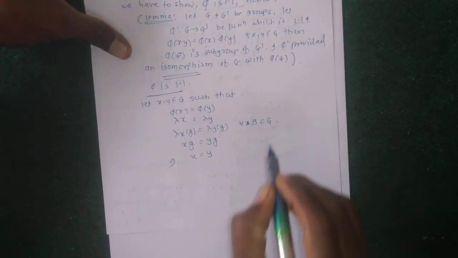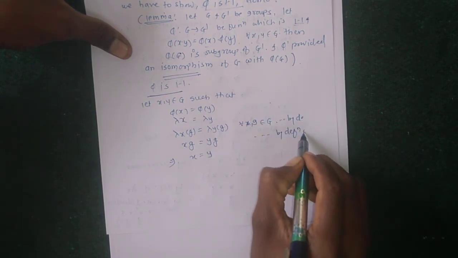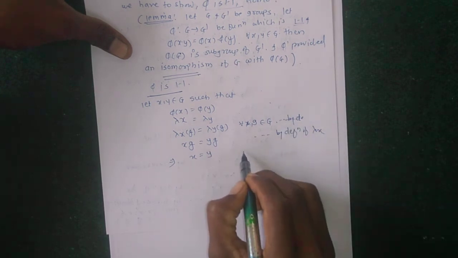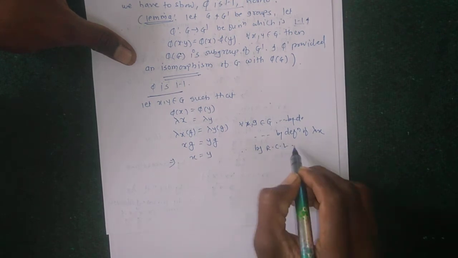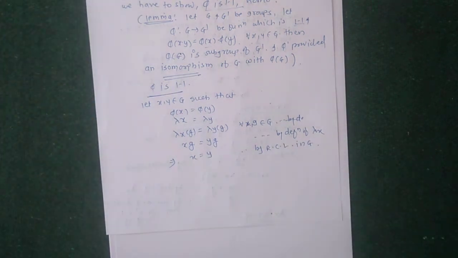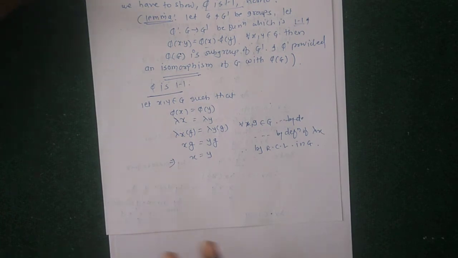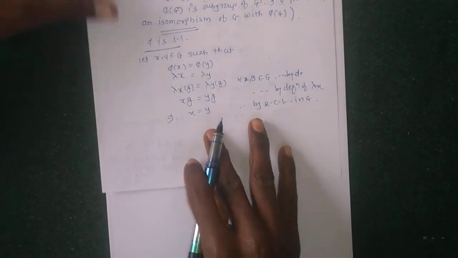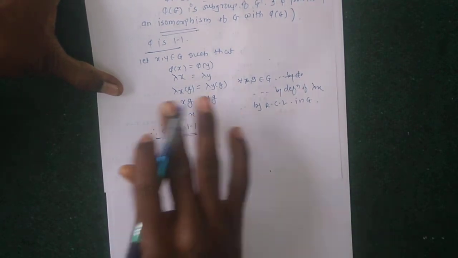Okay, so here by definition of lambda, here by definition of lambda x, and here by right cancellation law in G. Okay, so G belongs to G, x belongs to G, then G is a group, so G satisfies the right cancellation law. Okay, so x equal to y, therefore phi is 1-1. Okay, one condition is proved.